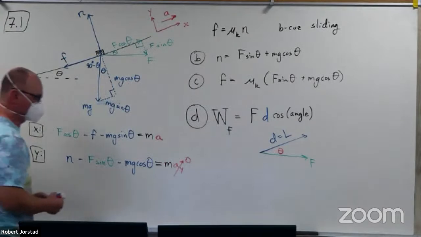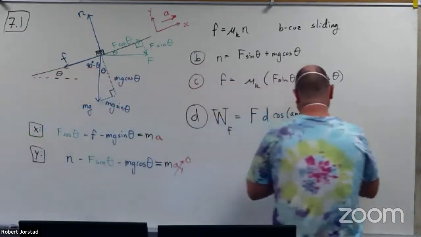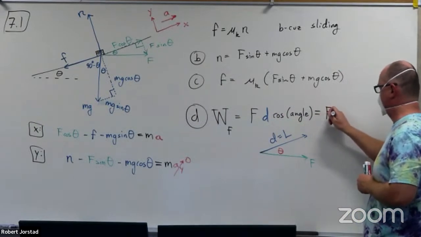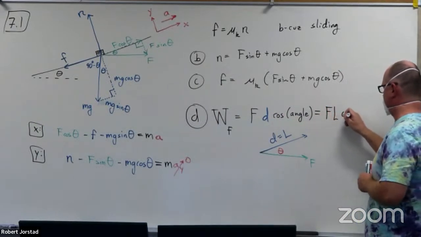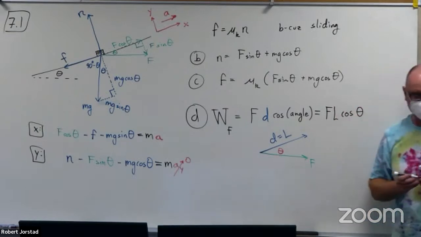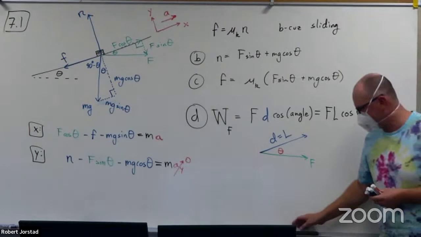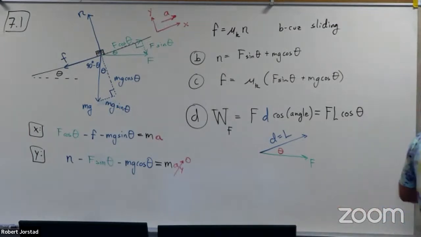Okay, let's do this. In this case, that's just F L cosine of theta. No big deal. That one was really easy. They aren't always that easy. Okay. What is the next force we're supposed to get to work? By gravity? By gravity? Okay.